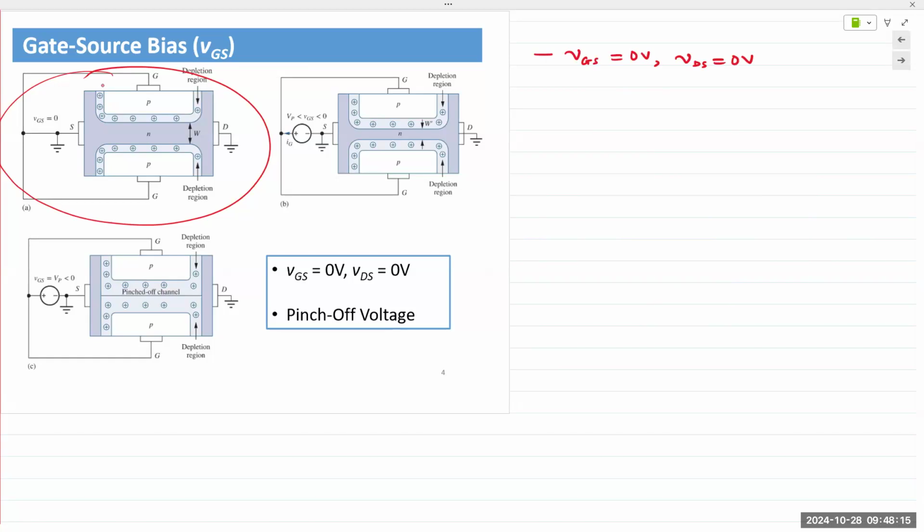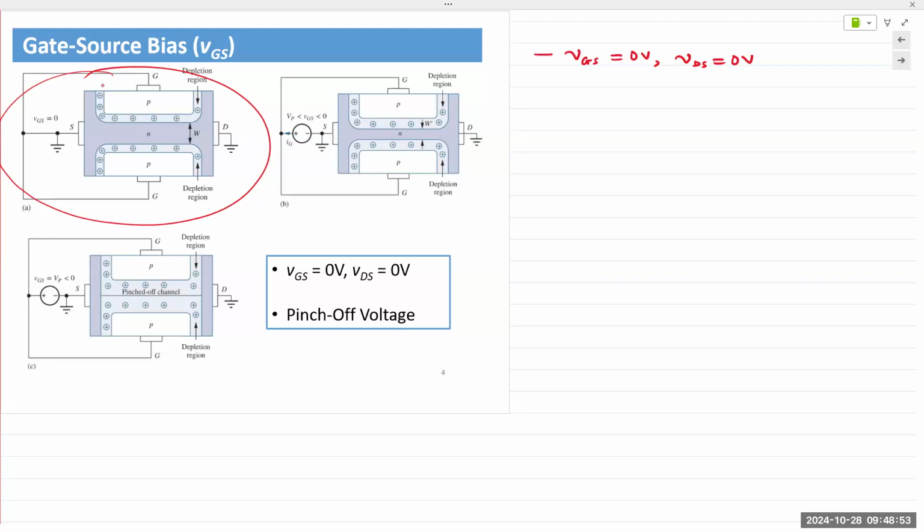In order for electrons to flow, an externally applied electric field must be present. In this case, the device is at equilibrium. There is no externally applied voltage. Drain and source are connected to ground, and the gate, which should control the flow of electrons, is also connected to ground, to 0. At equilibrium, you have a depletion region on both sides of the channel, and the channel has length as well as a certain width.